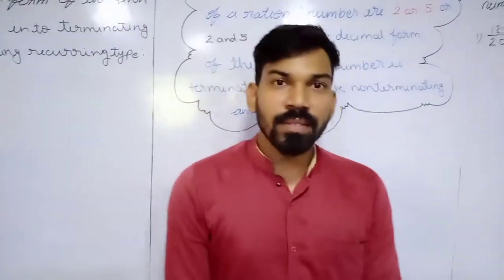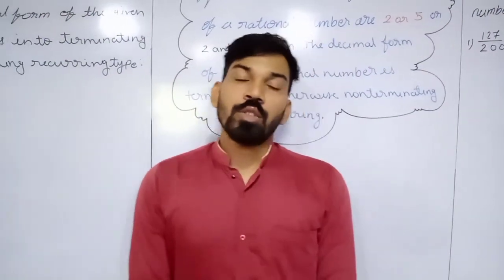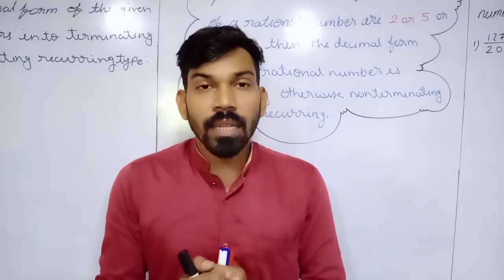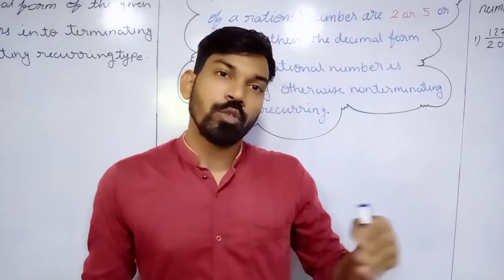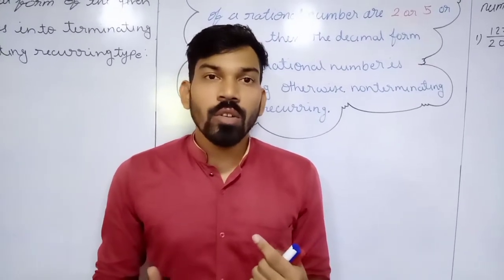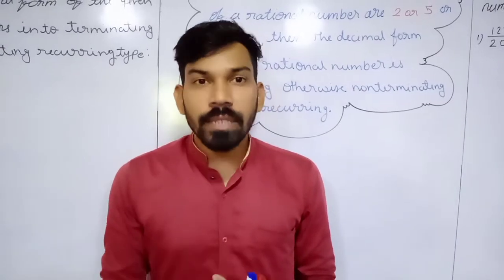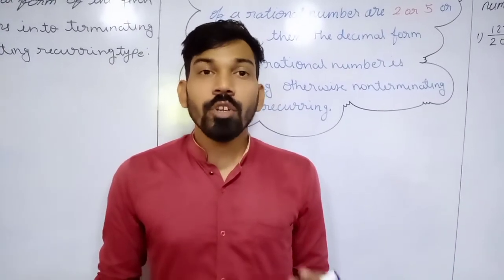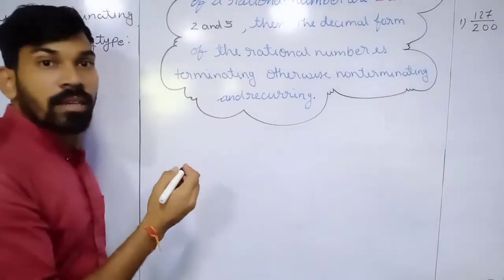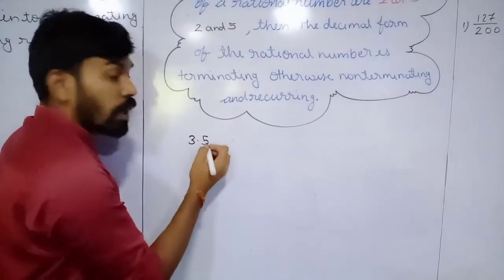Good morning, students. Today we are going to learn to classify terminating and non-terminating decimals. We have the rational numbers and we have to classify them into two categories, terminating and non-terminating. So first we have to recall what is terminating and what is non-terminating. We already learned that. Whenever we are talking about terminating, it should be like 3.5.